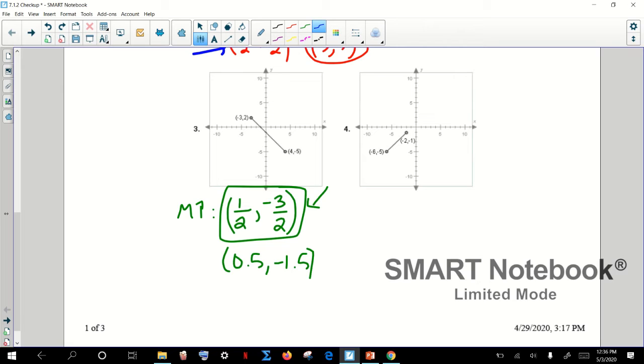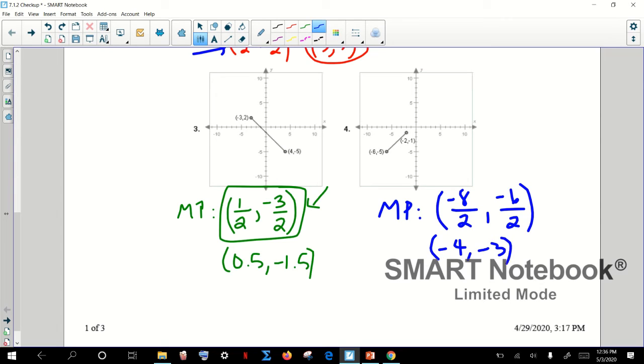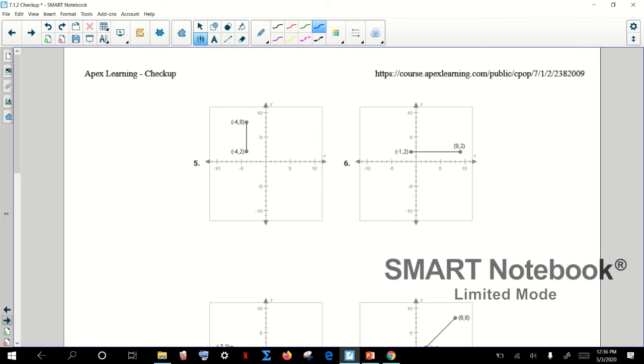Alright, last one on this page. We want to find the midpoint. Add the two x values. Negative 6 plus negative 2 is negative 8 over 2. Negative 5 plus negative 1 is negative 6 over 2. So our final midpoint is going to be (-4, -3) after you divide those out. Alright, so the first page is already done.